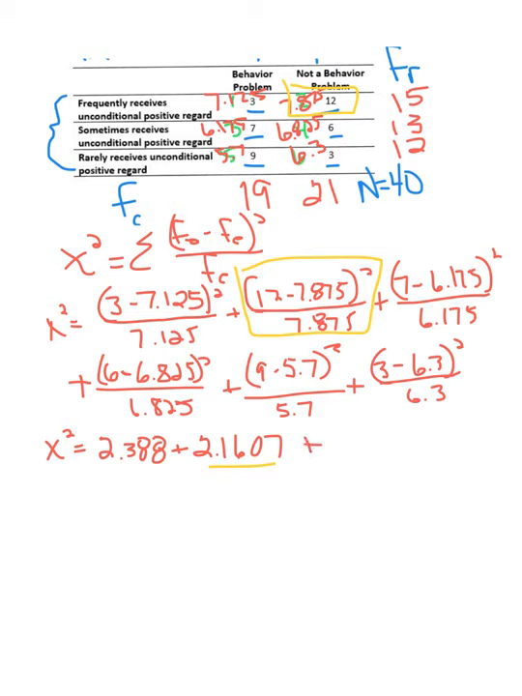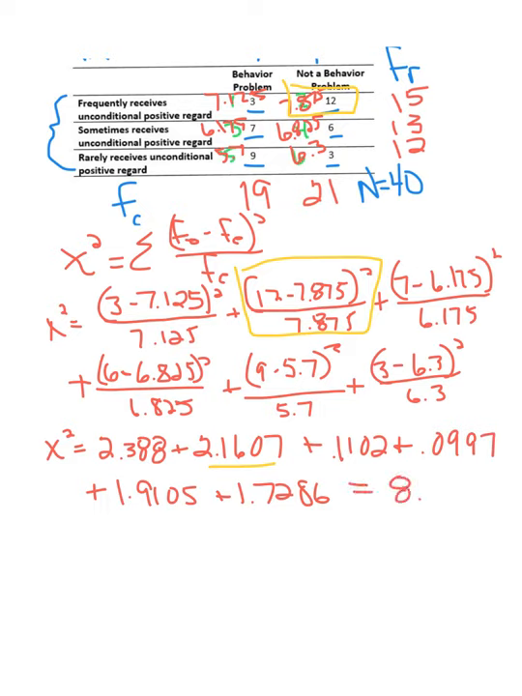So now for the third, I have 0.1102 plus, and now 0.0997. Then for cell 5, I have plus 1.9105. And then cell 6, I had 1.7286. So my total ended up being 8.40. That was my total chi-square once I added all those up.